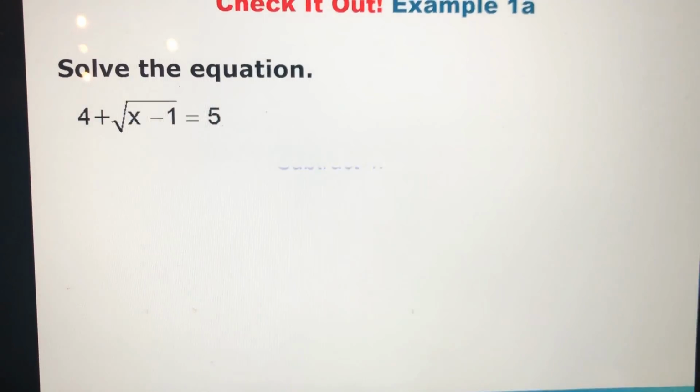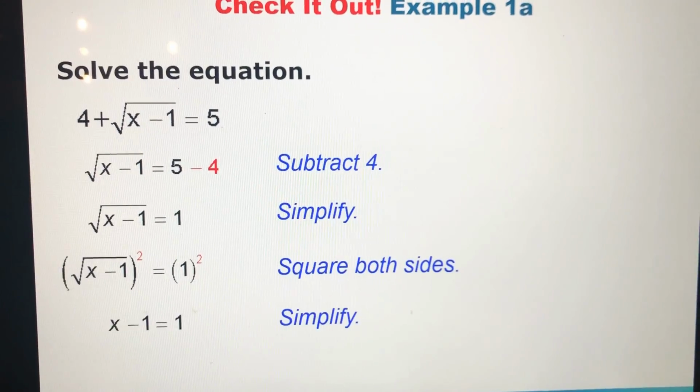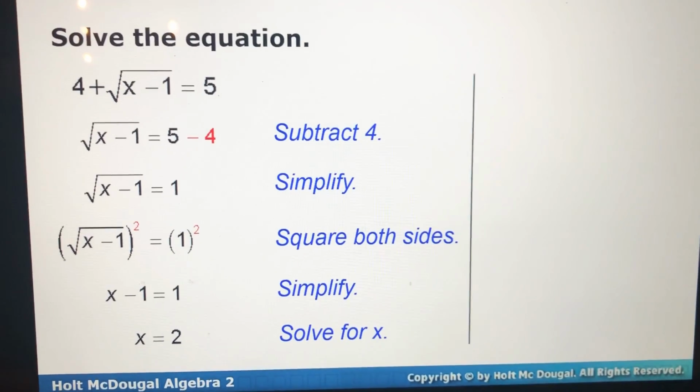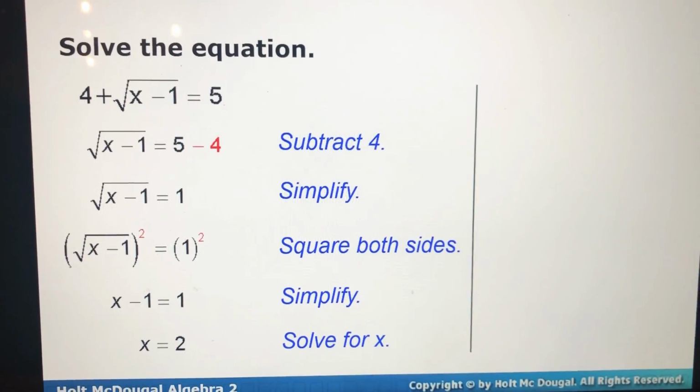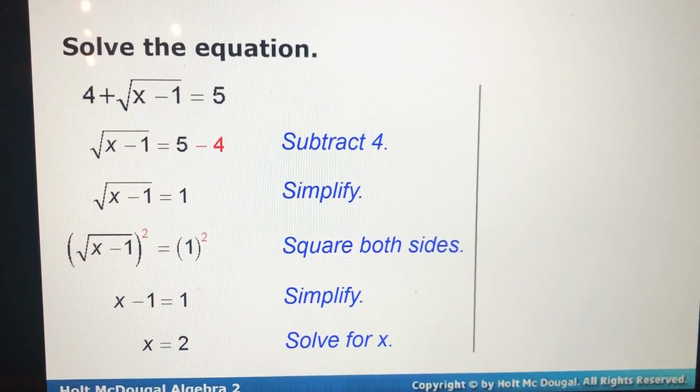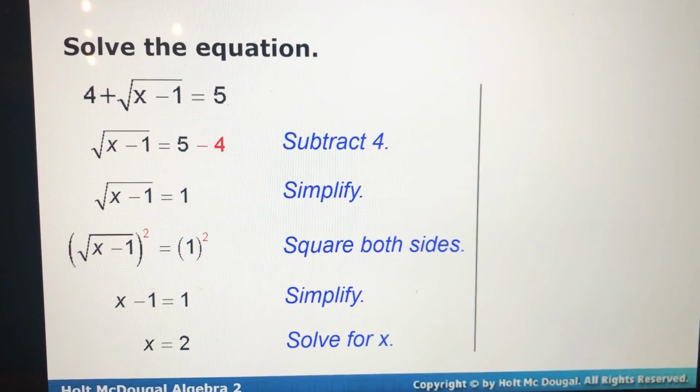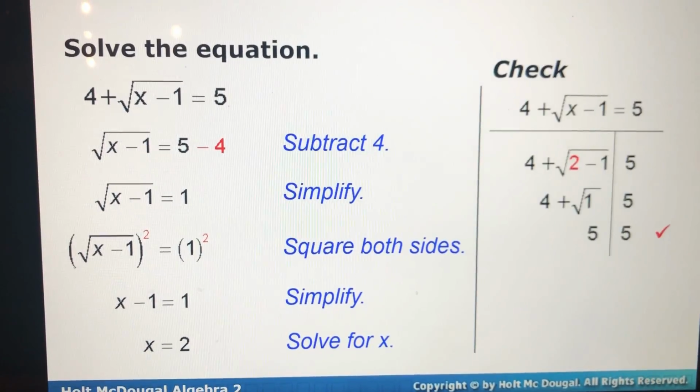All right, so let me show you another kind. This is the same one. So this would be the same thing. You subtract the 4, you get the 1 on the right side, you square both sides, and then you solve. All right, so I'm going to move on because I have other ones I want to show you.